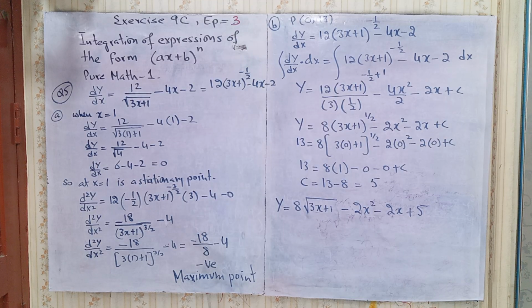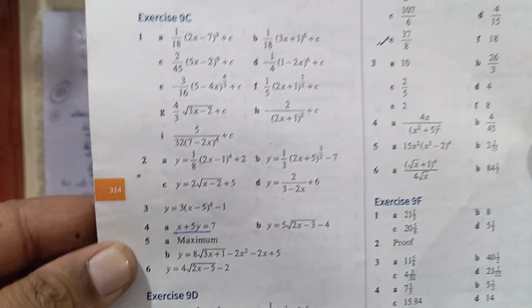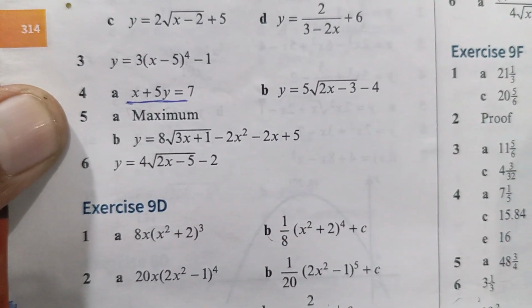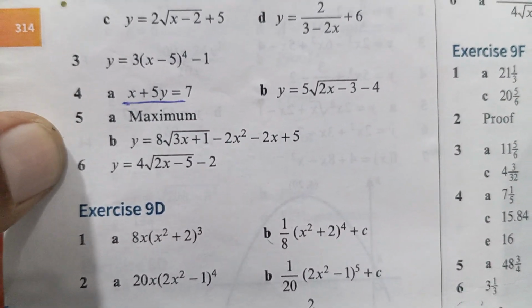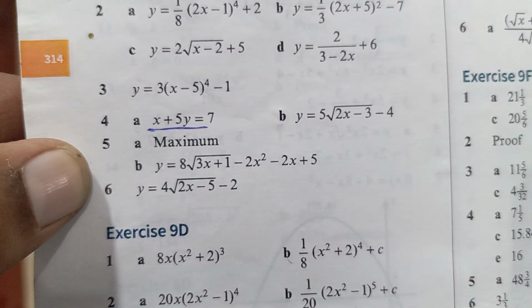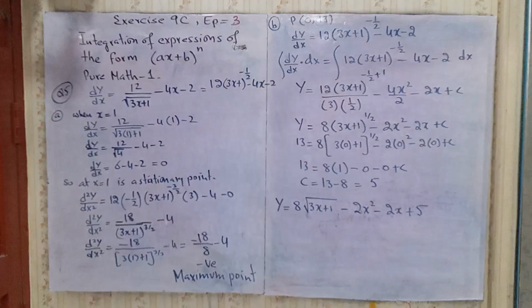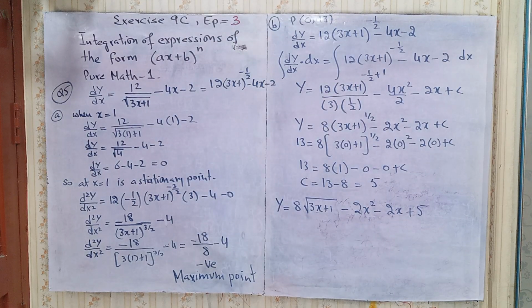So let me show you the answer. We are working on exercise 9C, and we have done question number 5, part A and part B. Part A says that the point will be the maximum point, and in part B the equation of the curve is given, and here are the answers. Our answers are right. This is how you will do this question.